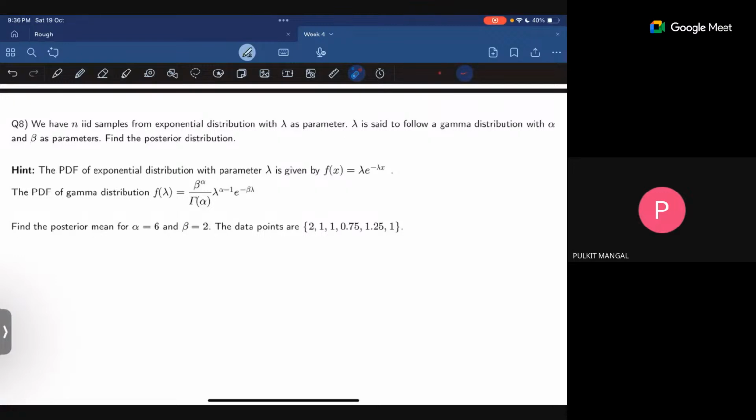Let me make just one more point here, that this term can be treated as constant. This whole term would be some constant with respect to lambda. So you can ignore this, and just take this only for your calculation.